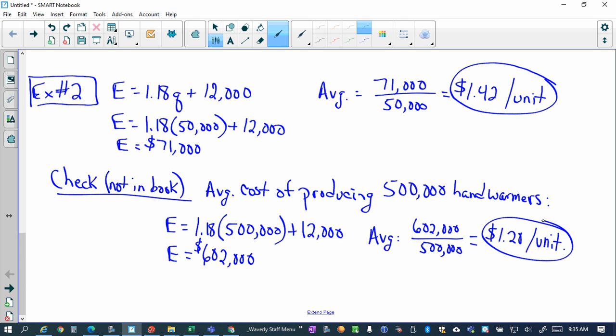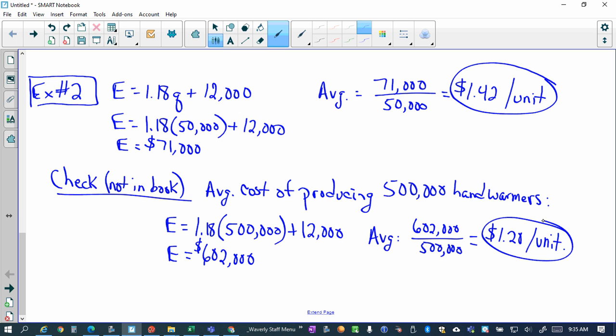So if you ever wondered why the price of things comes down after it's been on the market for a while, that's one big reason. Its fixed costs get diluted. Okay? This is called an economy of scale, by the way.